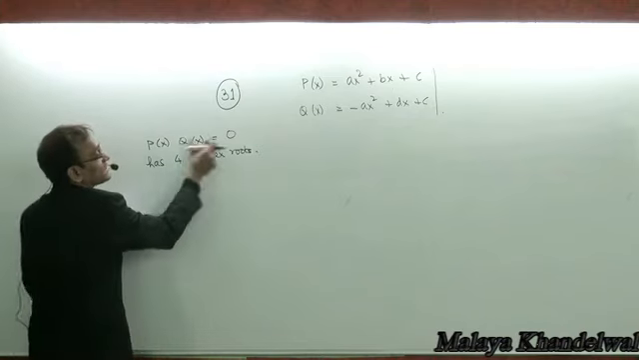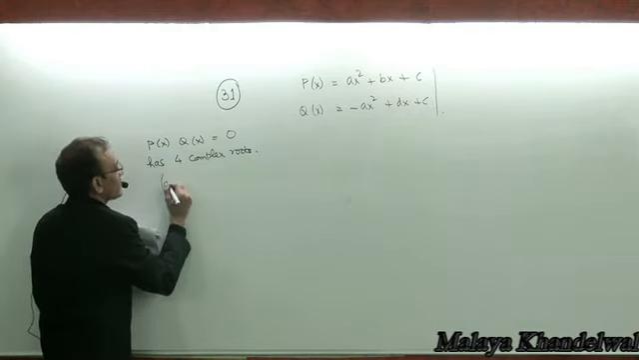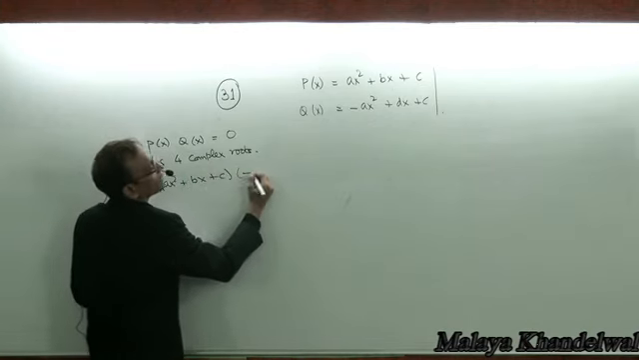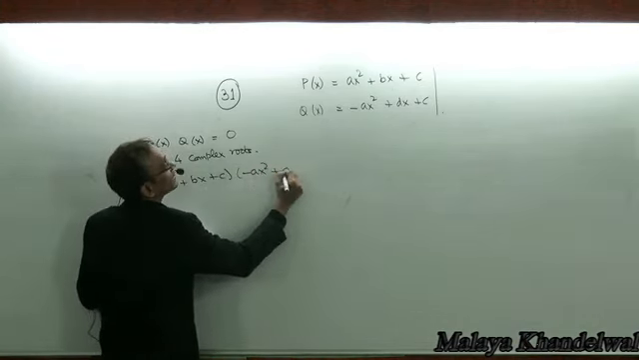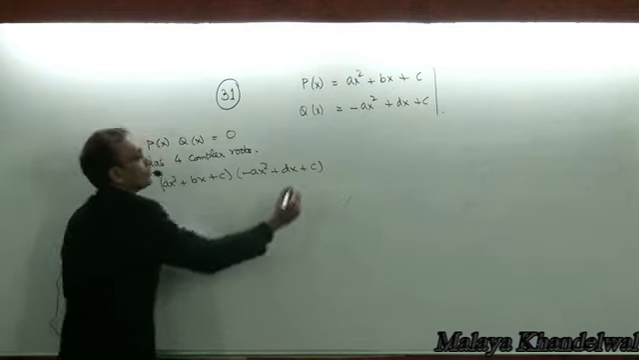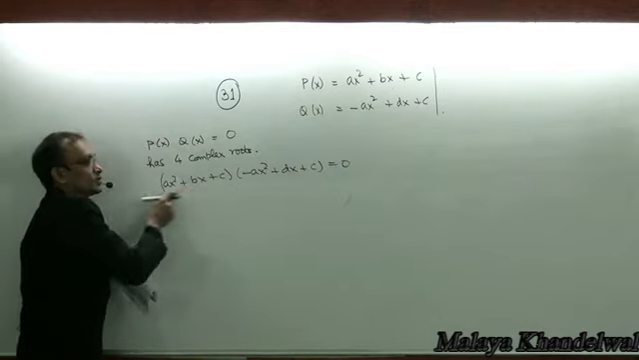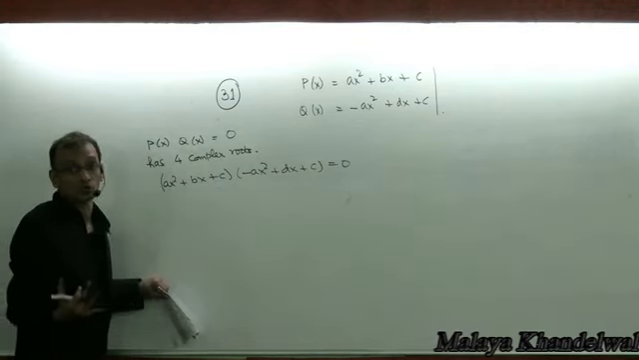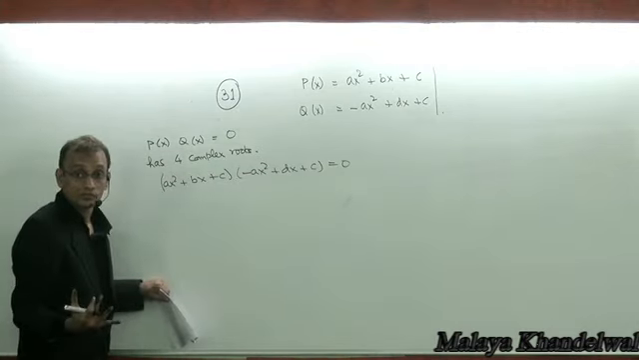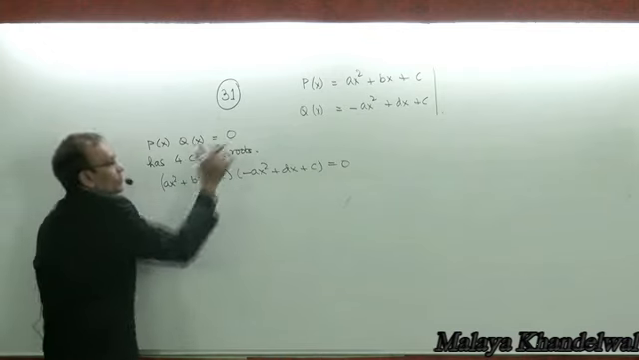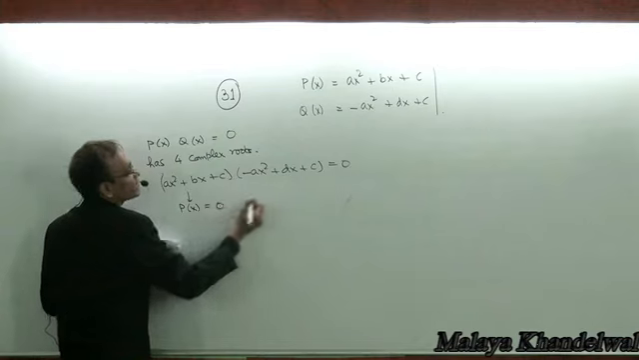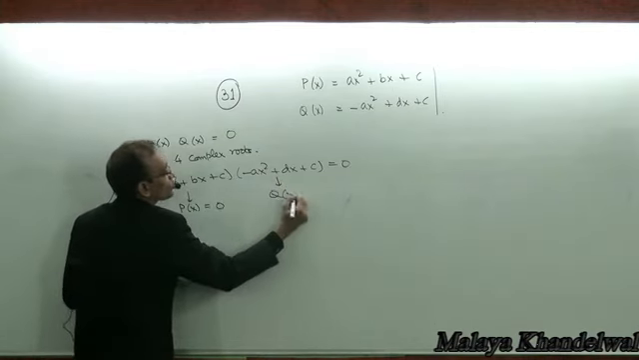Now the roots of Px into Qx is 0. See, Px is like ax squared plus bx plus c. Qx is like minus ax squared plus dx plus c. This equal to 0 is about Px equal to 0 producing 2 roots, and Qx equal to 0 producing 2 roots. Yes or no? This into this equal to 0 has 2 roots out of Px being 0 and 2 roots out of Qx being 0.